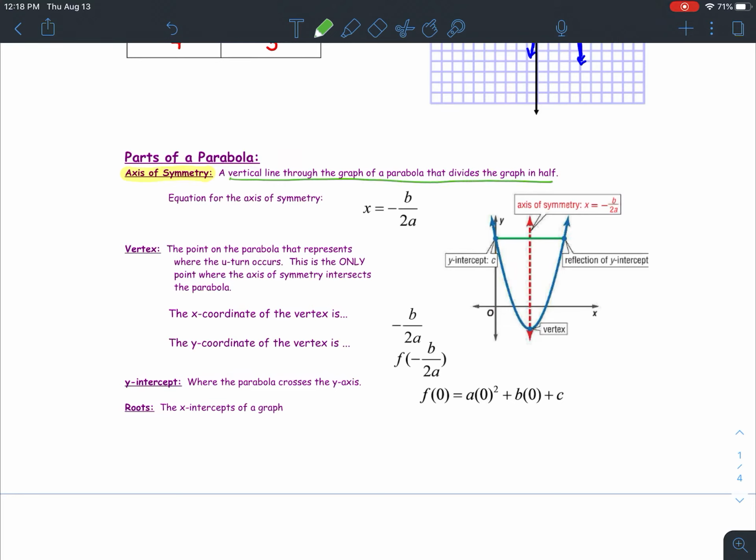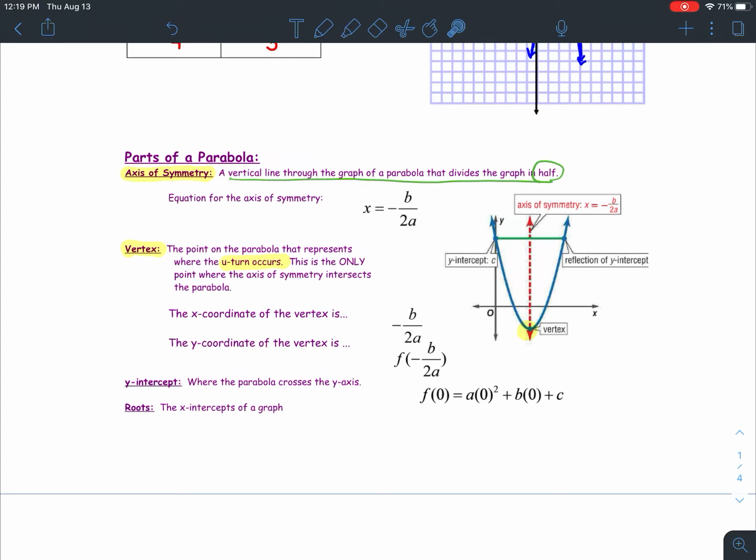There's some terminology here that you want to make sure that you are familiar with. The first term is called the axis of symmetry. The axis of symmetry is a vertical line that runs right down through your parabola, and it cuts the graph in half. You can see that pictured right here in red. You'll notice that the axis of symmetry goes right through what we call the vertex of the parabola, and that vertex is basically where the U-turn occurs on your parabola.